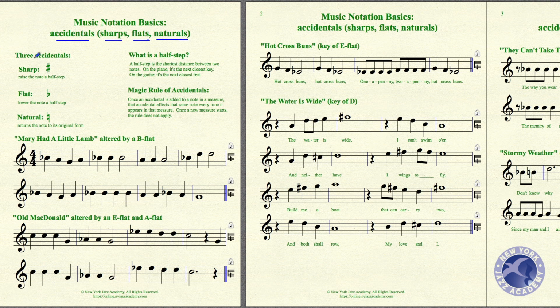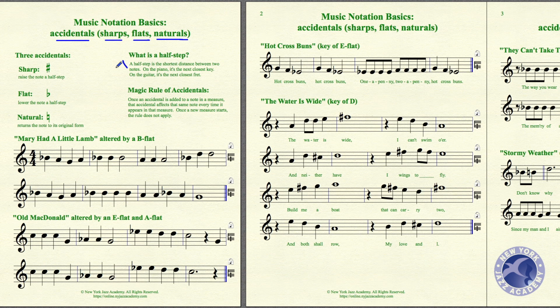So, to understand what an accidental is, we've got to know what a half step is. Here's the definition right here. A half step is the shortest distance between two notes. On the piano, it's the next closest key. On the guitar, it's the next closest fret. So I'll mainly address half steps in terms of the piano.